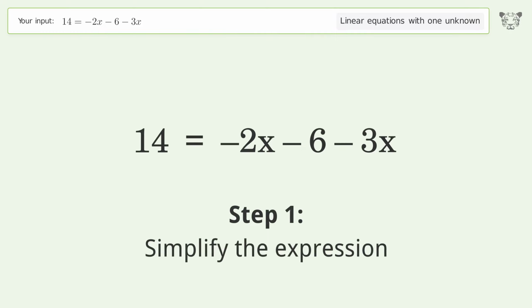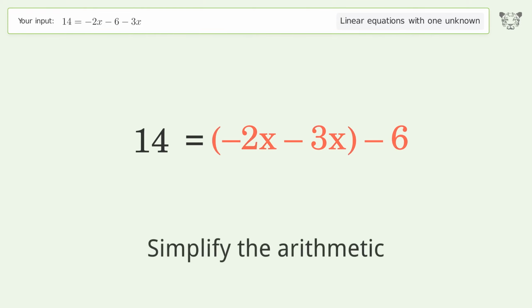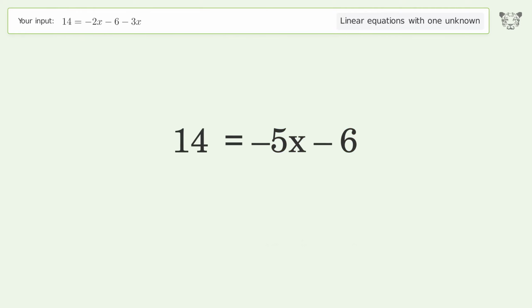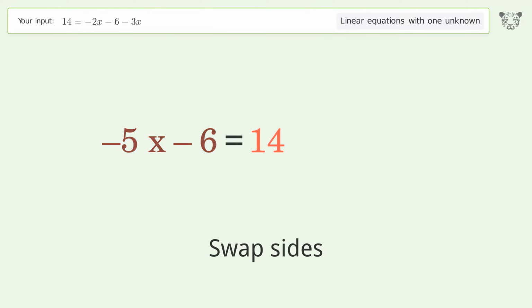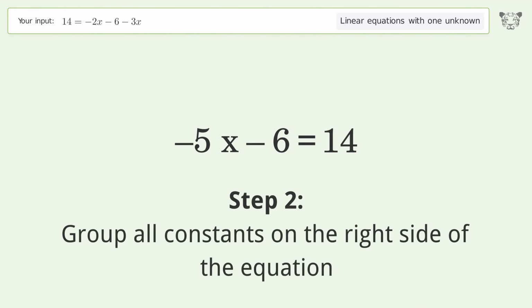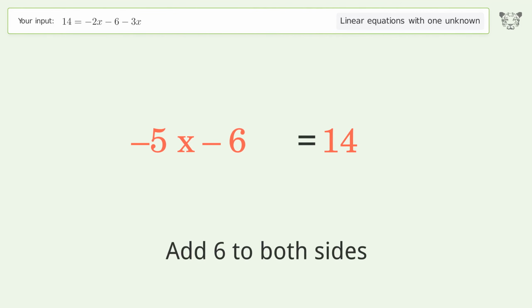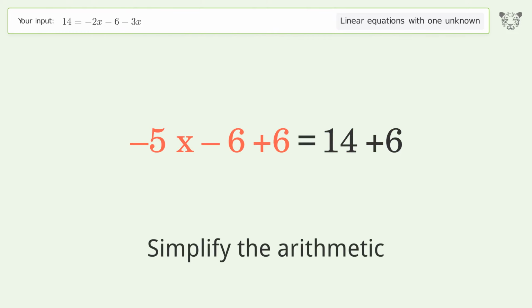Simplify the expression. Group like terms. Simplify the arithmetic. Swap sides. Group all constants on the right side of the equation. Add 6 to both sides. Simplify the arithmetic.